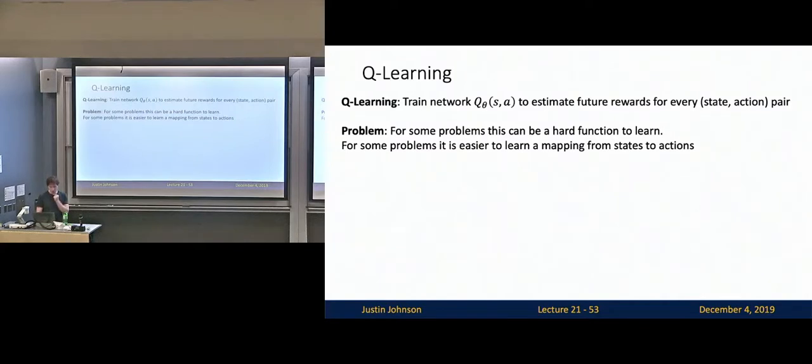Now the problem is that for some problems, this Q function is telling us, for the state and the action, what's the total reward we're going to get in the future. For some problems that might make sense, but for others that might be a very difficult function to approximate. For some problems, it might be better to directly learn a mapping from the states to the actions.